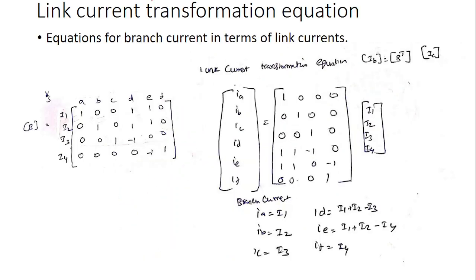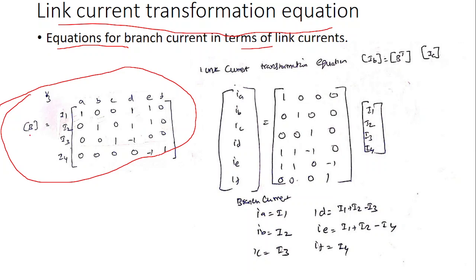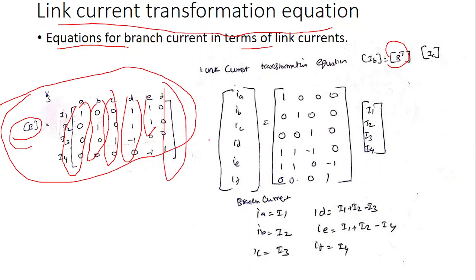Next. Link current transformation equation. Or we can call it the equation for the branch current in terms of link current. Now this is my matrix B, which is the tie set matrix. I am going to take the transpose of this, which is B transpose. If I take the transpose, I will get this one as one row, 1 0 0 0. This one as a second row, 0 1 0 0, third row, fourth row, fifth row and sixth row. I am just taking the transpose of B, so I got this particular matrix.